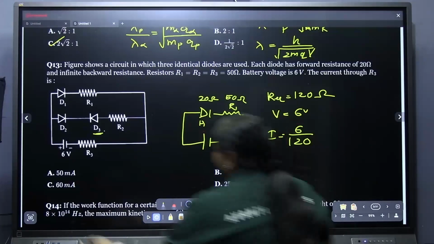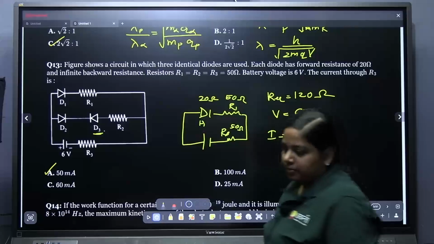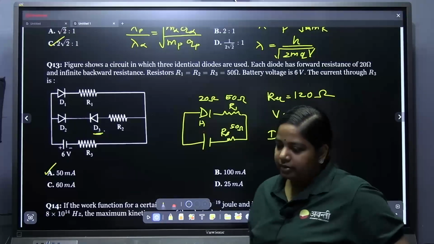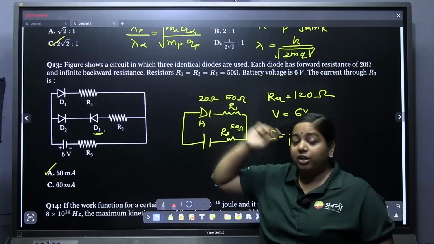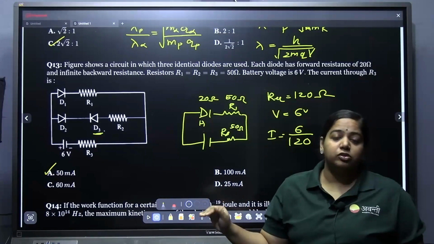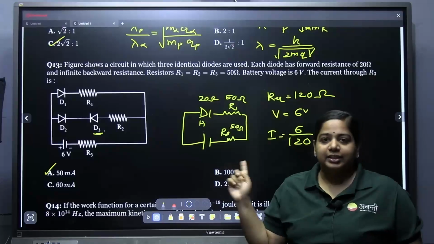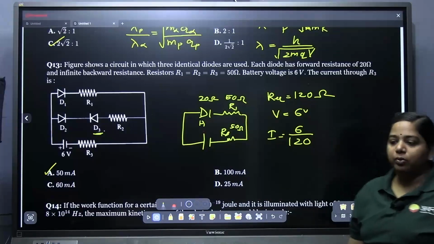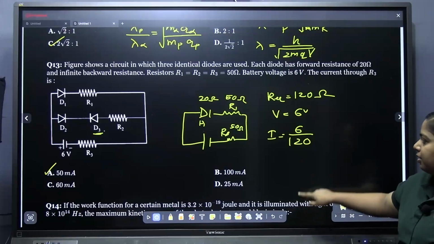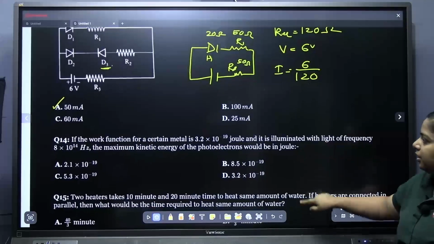Okay, 50 milliampere. A is the answer. Yes, correct. Okay, understood the concept? Like if backward resistance is also given, it will also work. Since it is given infinite backward resistance, there will be no current passing through it.